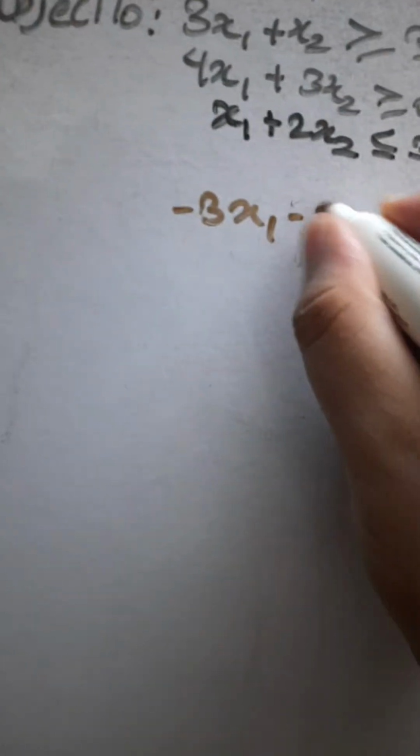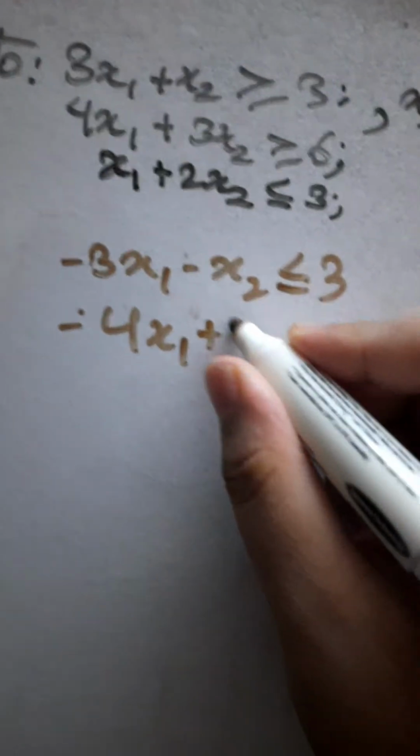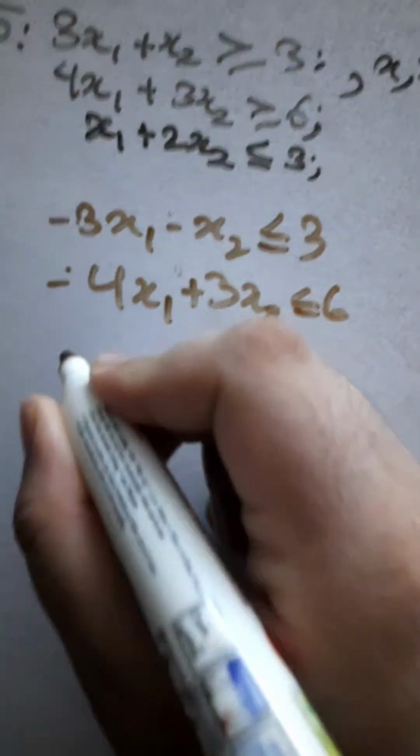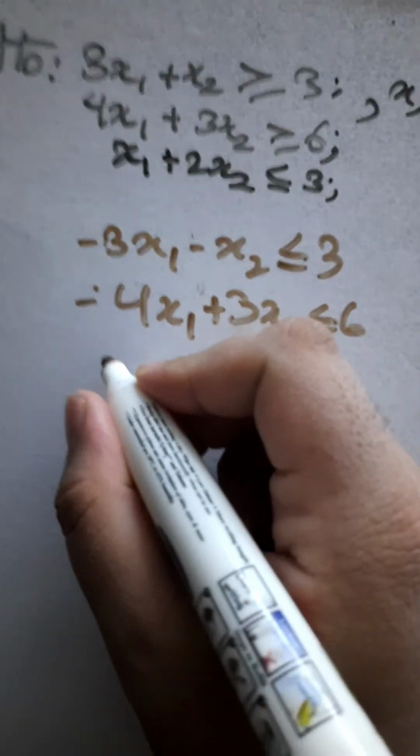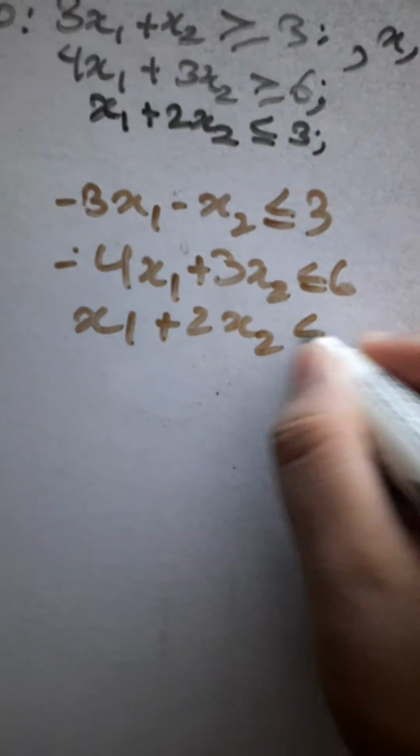Minus 3x1 minus x2 is smaller than or equal to 3, minus 4x1 plus 3x2 is smaller than or equal to 6, while x1 plus 2x2 is smaller than or equal to 3. Because it is already smaller, we don't need to change anything, because it is already minimizing.